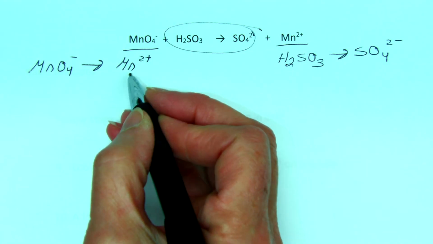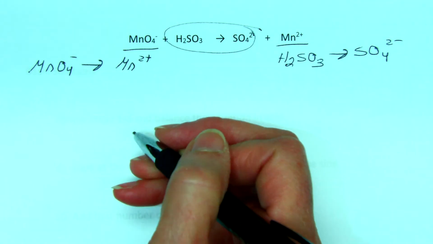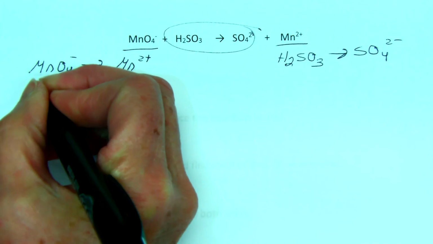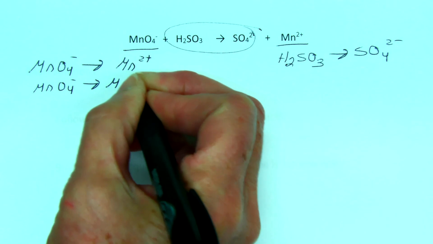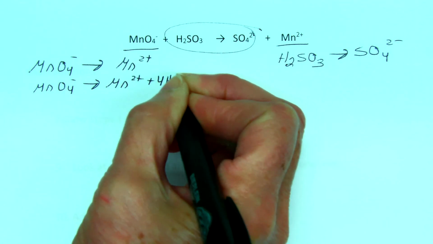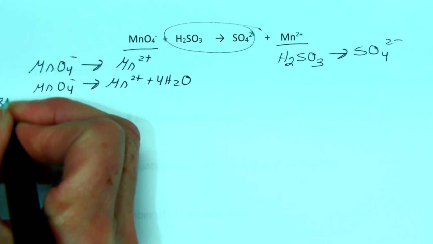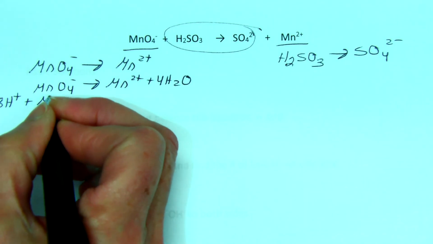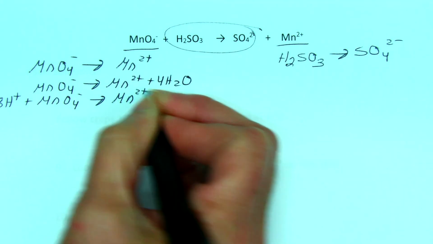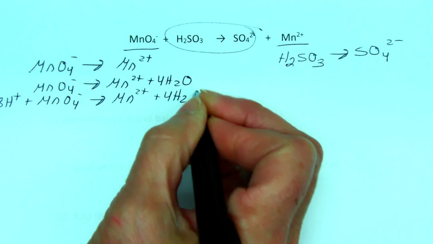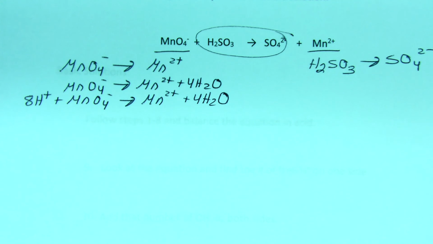One manganese, one manganese. Now we balance oxygen. 4 oxygens, no oxygens. So I add 4 waters to the side that needs oxygen. So permanganate yields Mn2+ plus 4 waters. 8 hydrogens, no hydrogens. So 8 hydrogen ions plus permanganate yields Mn2+ plus 4 waters. Now I should be balanced for mass at this time. Now I need to balance the charge.